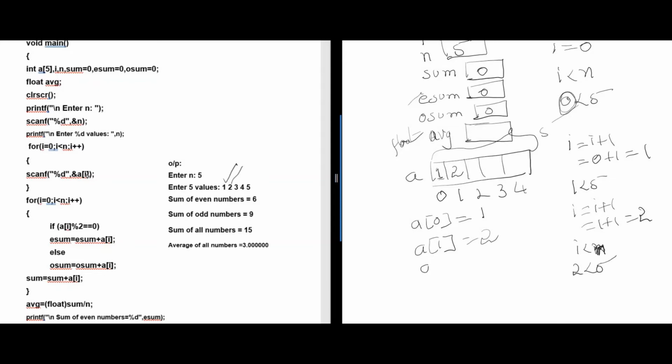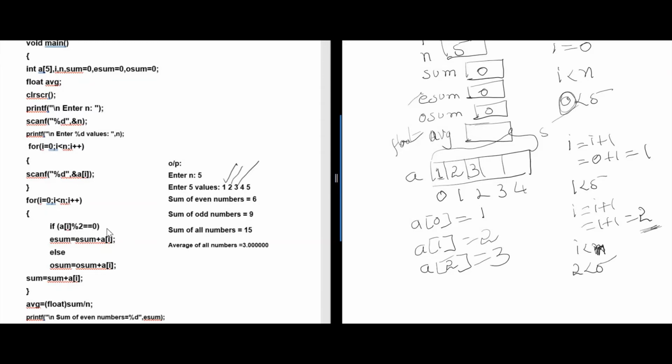Now this time what is the value of I? Now value of I is equal to 2. A of 2. So what is the next value? Next value is 3. So a of 2 is initialized to 3. So 3 will be stored at this location.